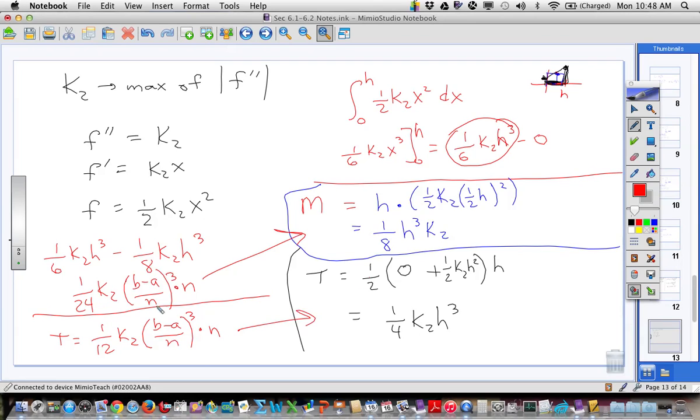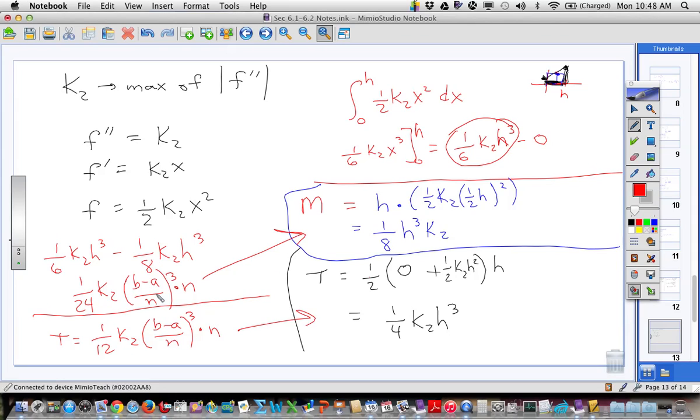The midpoint has a 24 down here. The trapezoid has a 12. What's that mean? That's the max error. The midpoint has how much error compared to the trapezoid? Half as much, which we've been kind of saying, right? The max error is going to be half. Now, the actual error is roughly half, but the max is going to be half.